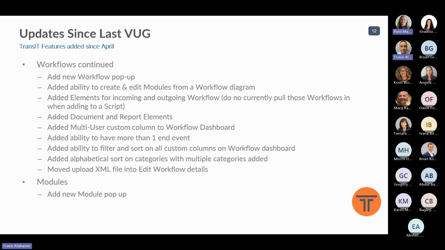Again, can I just interrupt on that one? Where that's very useful is if somebody has screwed up your workflow diagram and you want to revert to a previous one, you just go to the changes for your workflow, find the one you want to revert to, download it to XML, and then restore it that way. Sorry, Travis, go on. No worries.